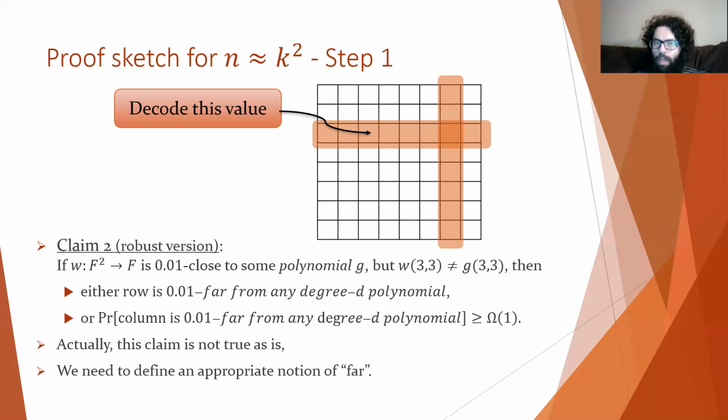So again, if W is close to some polynomial, let's say to the zero polynomial, but in the point that we want to decode, the value is wrong, then either the row is far, or a random column will be far with constant probability. Okay. And far is this notion that I'm hiding from you.